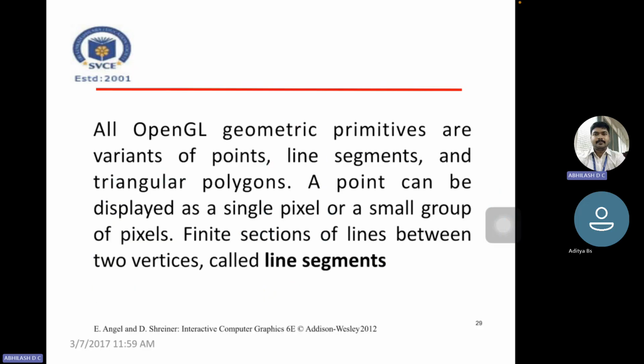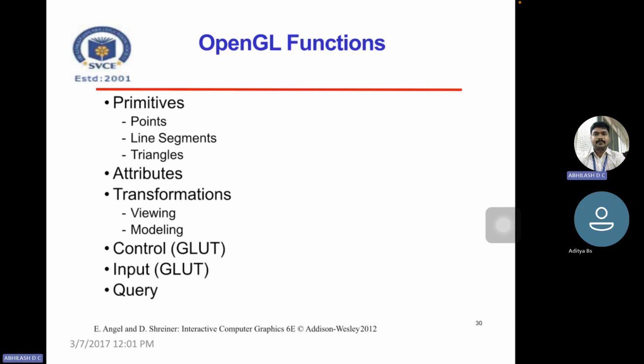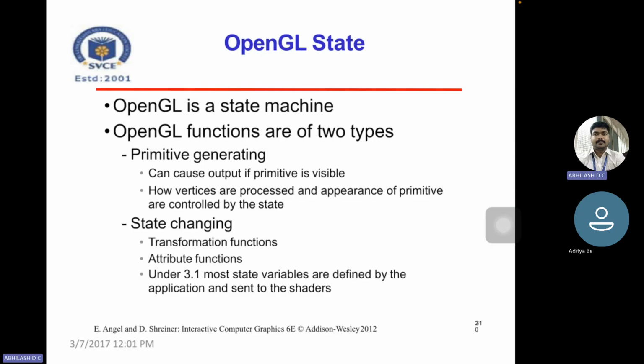And yeah, there are many functions. For example, in primitives, we have functions related to points, line segments, and triangles. And in transformation, we have the viewing and modeling. We have some control when it comes to the GLUT input. Yeah, basic with respect to these.